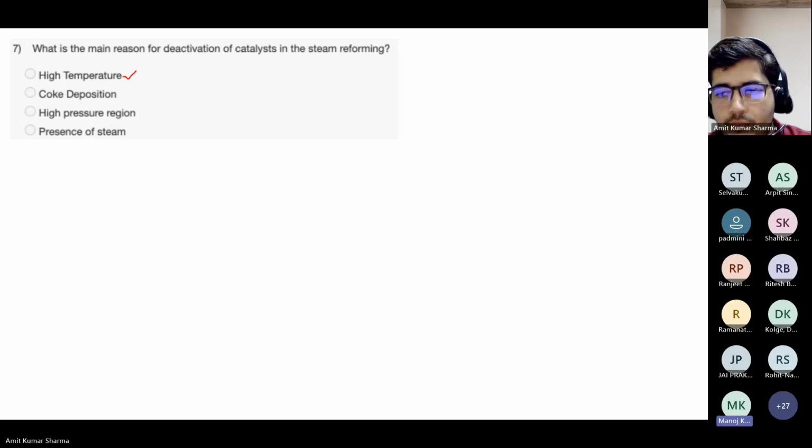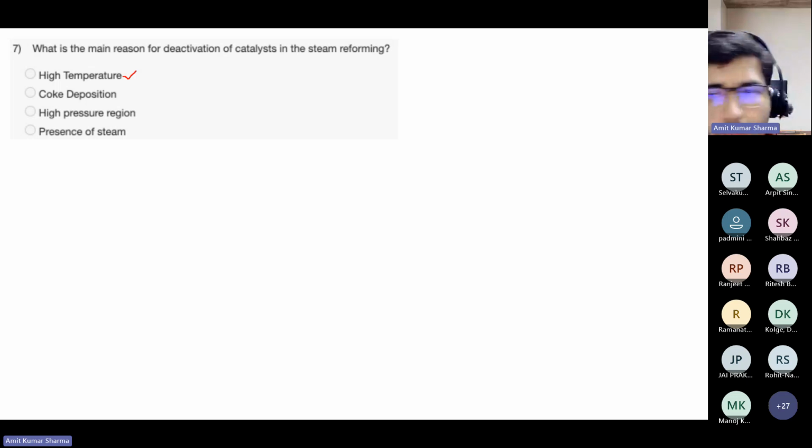Because high temperature is the basic requirement for not allowing coke to deposit on the catalyst. That is why we keep it around 900 or so. The reactions responsible for carbon deposition are methane cracking, the Boudouard reaction, and also the reverse water gas shift reaction.